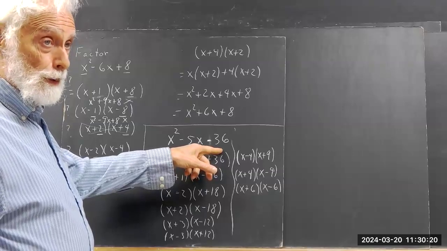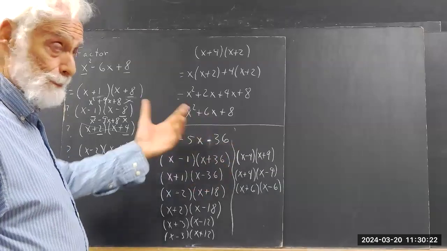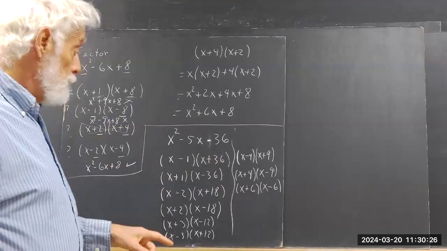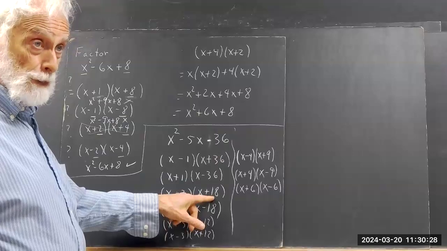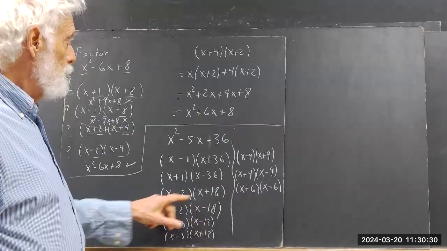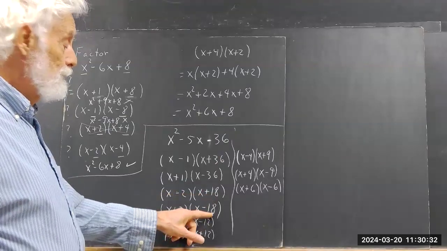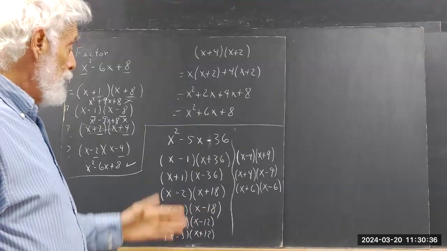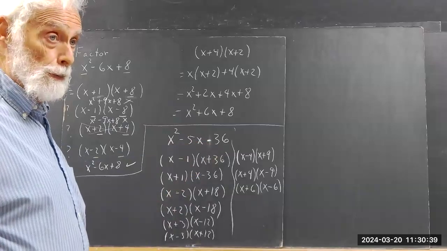A 1 and a 36, and they have to have opposite signs because of the negative here. And then the next number that divides 36 is 2, so you get 2 times 18, right? We can do 2 times 18 this way or this way, with the negative on the 2 or the negative on the 18. And either of these will give us a negative 36.